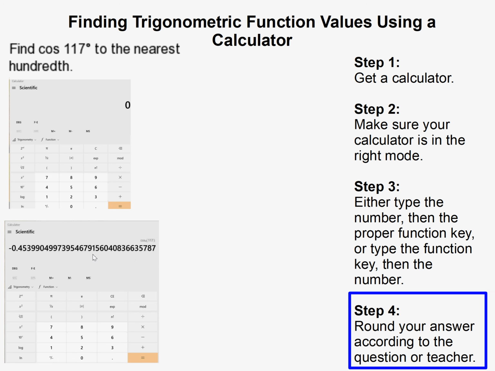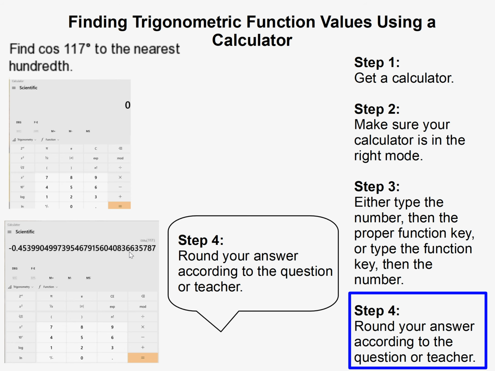The last thing we need to do is round our answer according to the question or according to what your teacher says. In this question, it specifically says to round to the nearest hundredth. Remember, the hundredth is the second place to the right of the decimal. So it rounds to negative 0.45, or negative 45 hundredths. And that's it. That completes our problem.